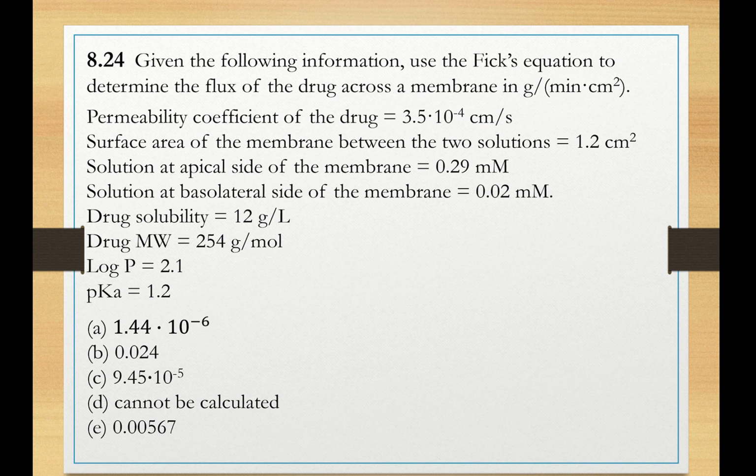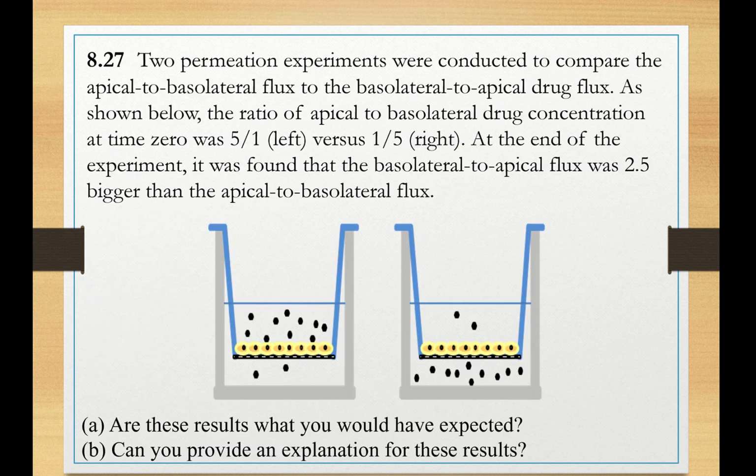Here you are asked to determine the flux, so that would be the J, right? If you know the permeability and a number of other parameters, you should be able to use the information given and choose one of the answers here. And finally, a real permeability experiment. In this case, you can see that the ratio of the drug in the donor versus the acceptor side is different. The goal of this experiment is to make you think of the role of transporters in addition to passive diffusion of the drug through membranes.